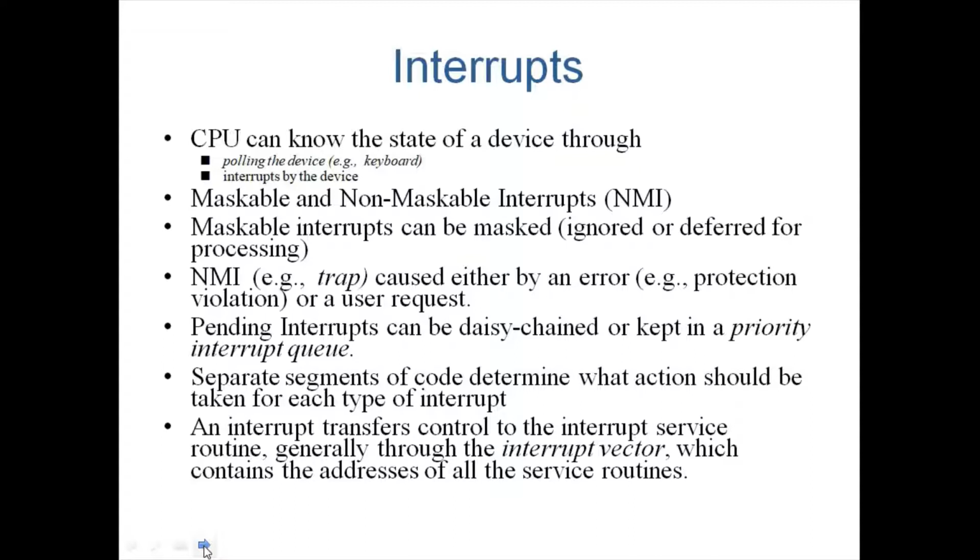Okay. So interrupts can be maskable and non-maskable. A maskable interrupt can be masked or ignored or deferred for processing. A non-maskable interrupt causes an error. The pending interrupts can be daisy-chained or kept in a priority interrupt queue. So a separate segment of code determines what action should be taken for each type of interrupt. And the interrupt transfers control to the interrupt service routine, generally through the interrupt vector, which contains all the addresses.